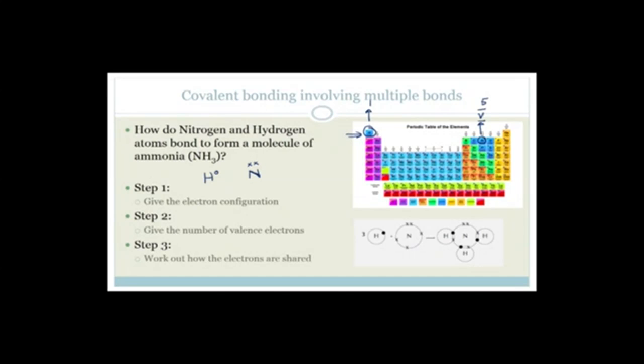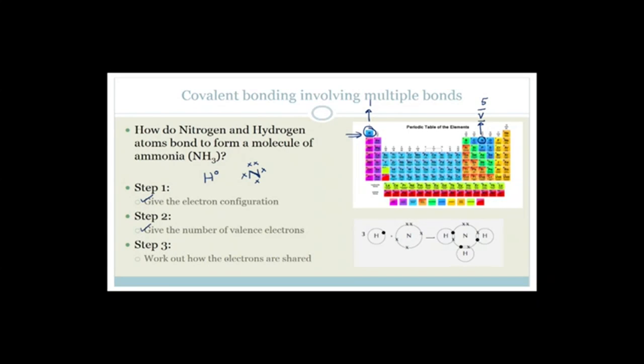The first energy level, which is your 2S orbital. So you go 1, 2, and then you start filling up: 3, 4, 5. Remember, what do we want? We want to have 8 electrons in this outer energy level. Sorry, we've been given the number of valence electrons.